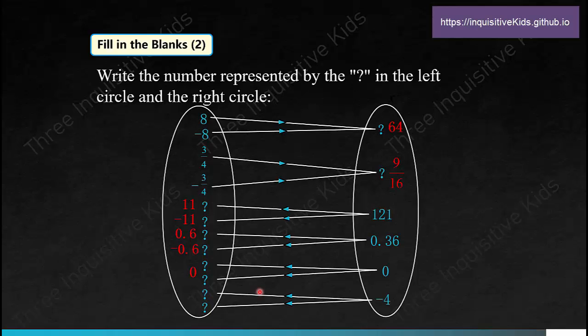So then it would just be 0, of course, because 0 times 0 is equal to 0, and 0 is neither positive nor negative. And for negative 4, there is none. So did you notice that?